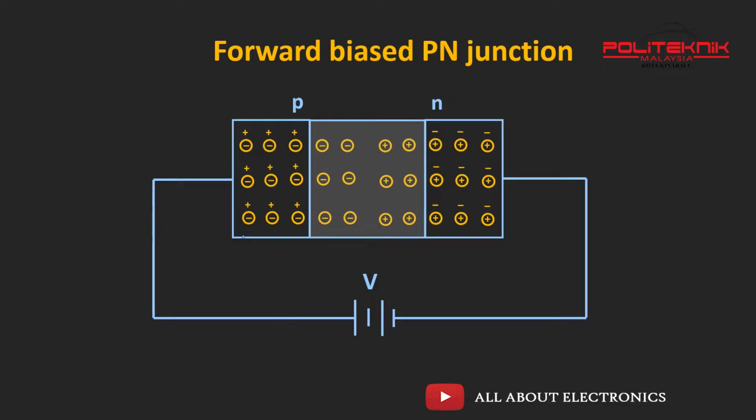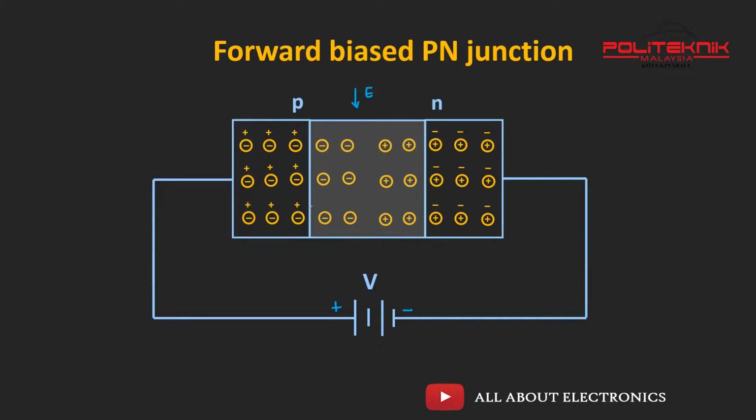Forward biasing. In forward biasing, the external voltage is applied across the PN junction diode. The forward bias means the positive terminal of the supply is connected to the P terminal, and the negative terminal is connected to the N type of the device. This voltage cancels the potential barrier and provides a low resistance path to the flow of current.